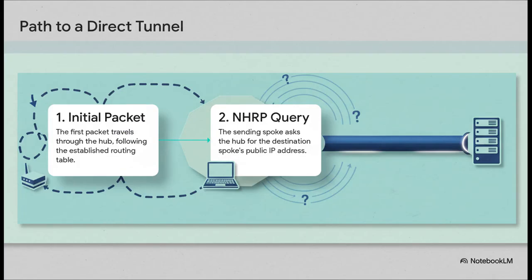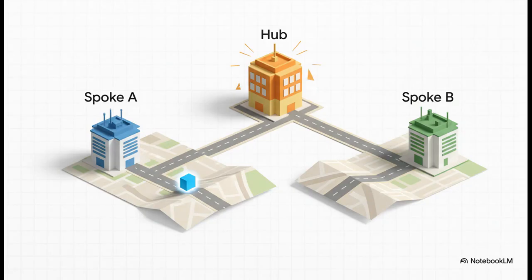The whole process is beautiful in its simplicity. It's just three stages. First, the initial communication has to take the old, long route. That triggers a request for a direct address. And then, bam, a new dynamic tunnel gets created. Let's look at each one. Okay, step 1. Spoke A wants to send its very first packet over to Spoke B.